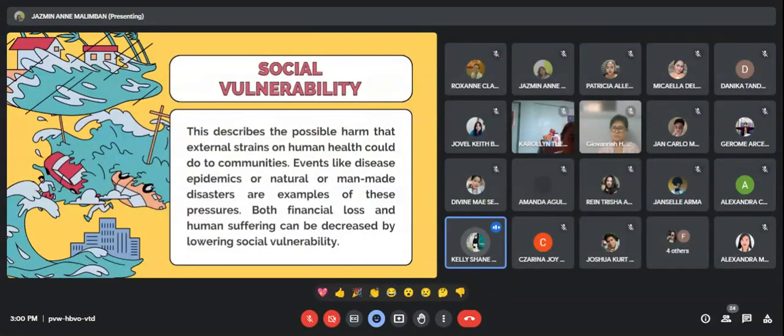Nakalagay dito na both financial loss and human suffering can be decreased by lowering social vulnerability. So, mas less tayo na vulnerable, mas madedecrease yung pagsasuffer and yung loss ng affected community. So next slide.